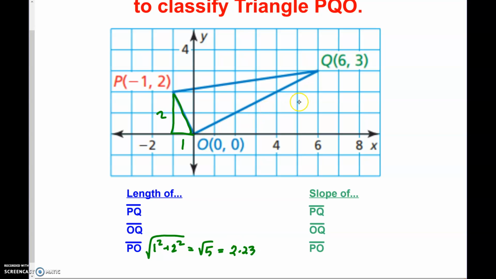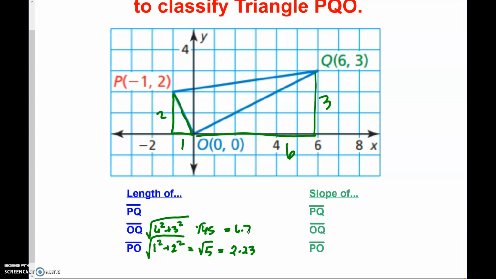And OQ. So if we do OQ, this length right here is 6. This length is 3. So OQ, I would do 6 squared plus 3 squared and take the square root. So what's that? 36 plus 9. So what do we have? The square root of 45. And if we take the square root of 45, that's going to be 6.7.